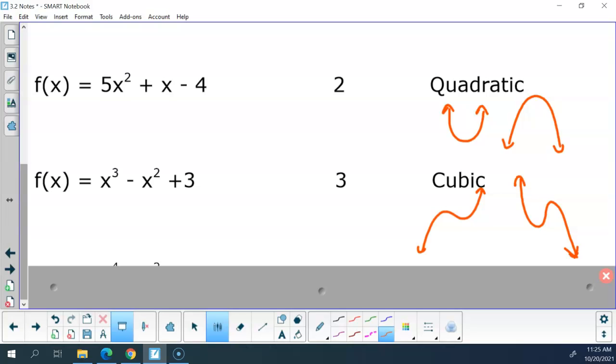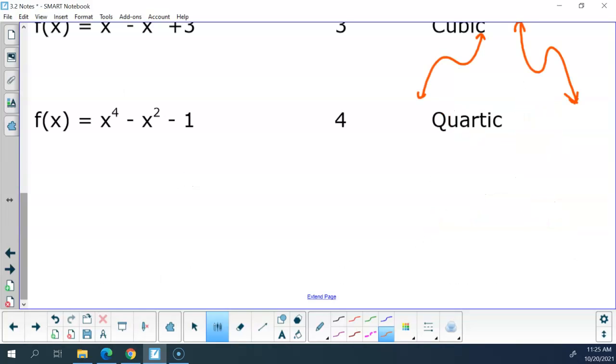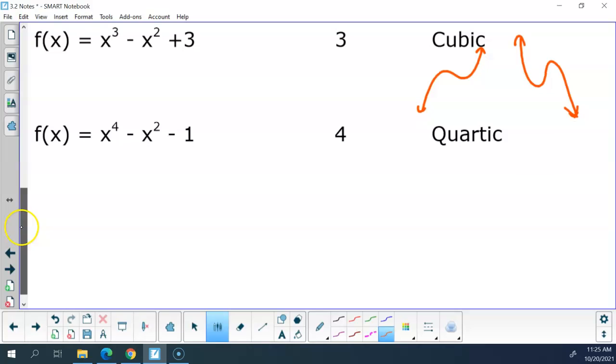Next one is a quartic function. A quartic function has a degree of 4. It should be every Wausau West Warrior's favorite kind of function, because it makes a W.